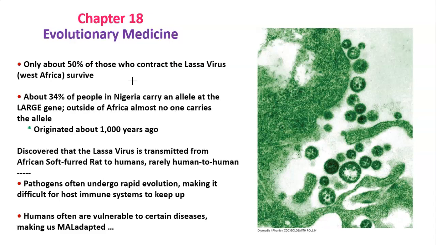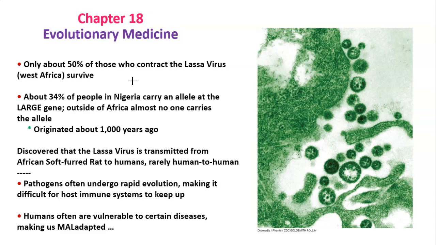One of the things that we have learned is that this allele originated about 1,000 years ago, so relatively recent. Now, it's also recently been discovered due to various outbreaks from this virus that it is transmitted not from human to human so much, but specifically from the African soft-furred rat to humans. And as your introduction talks about, there's a couple different mechanisms by which that might happen. So that's the overall story, a very interesting one.